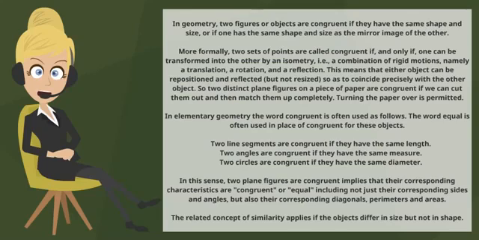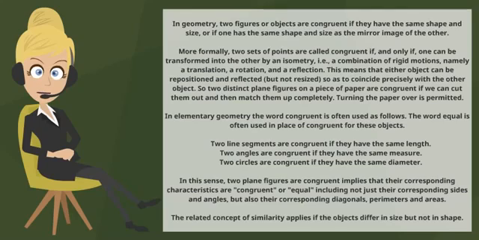In elementary geometry, the word congruent is often used as follows. The word equal is often used in place of congruent for these objects. Two line segments are congruent if they have the same length. Two angles are congruent if they have the same measure. Two circles are congruent if they have the same diameter.